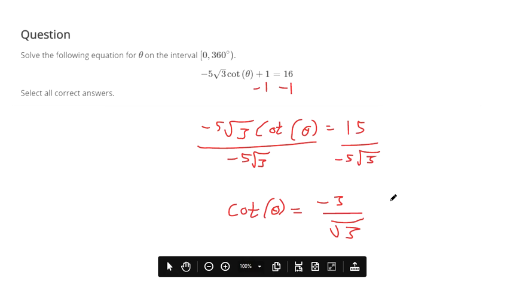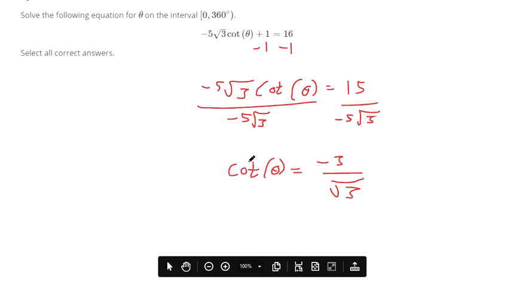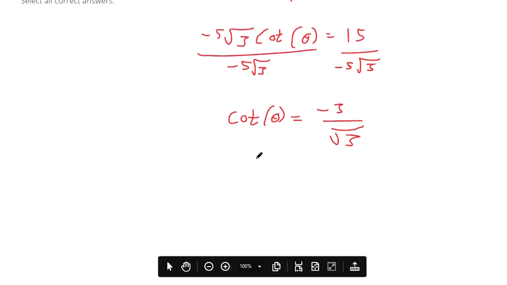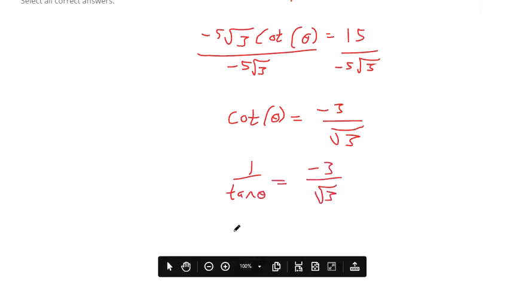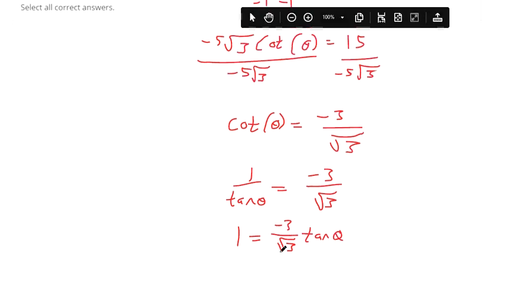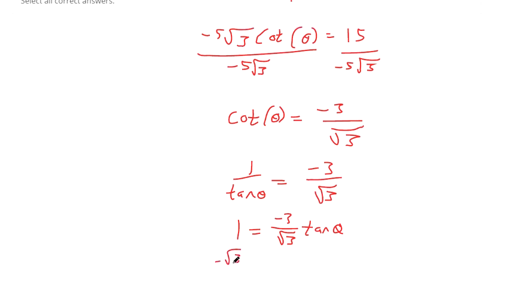Let's see what we can do with that. So let's rewrite just like we did with the last problem. Cotangent is 1 over tangent. So multiply both sides by tangent. And then trying to get tangent by itself, so let's multiply both sides by the reciprocal here. So that's negative square root of 3 over 3 equals tangent theta.